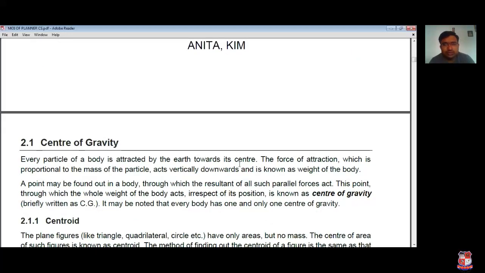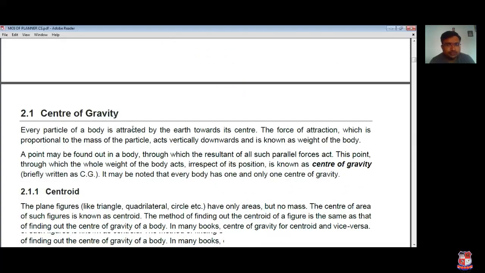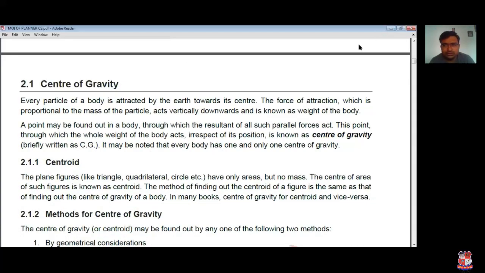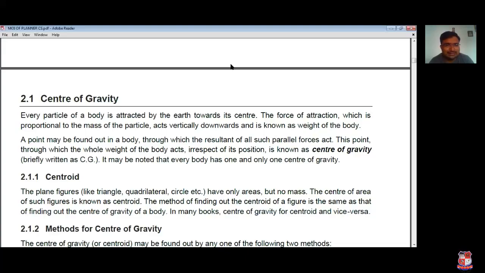Before learning about the moment of inertia, we have to learn the concept of center of gravity. How can we define centroid or center of gravity? Every particle is attracted by the earth towards its center. The force of attraction, which is proportional to the mass of the particle, acts vertically downward, and it is known as the weight of the body.